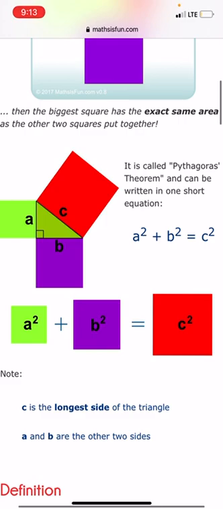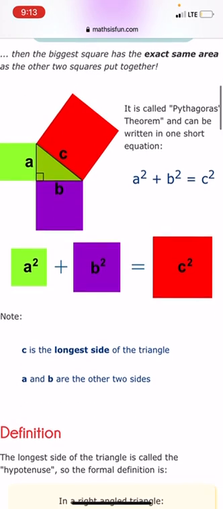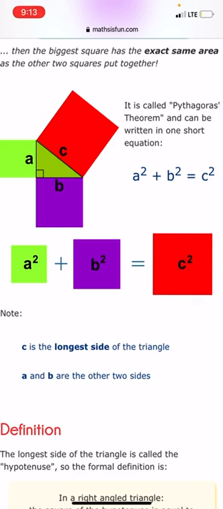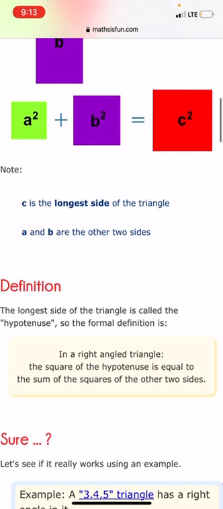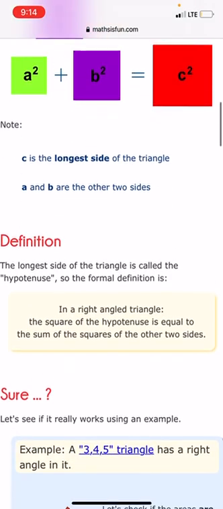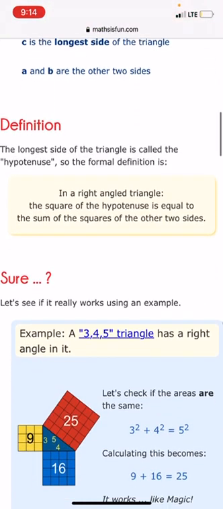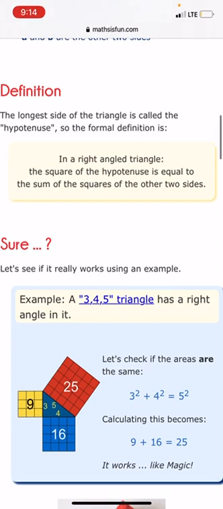It is called the Pythagorean Theorem, and it can be written in one short equation, a very important one, a must know: a squared plus b squared equals c squared. It's important to know that c is the longest side of the triangle, and a and b are the other two sides. The longest side is called the hypotenuse. So the formal definition is that in a right angle triangle, the square of the hypotenuse is equal to the sum of the squares of the other two sides.